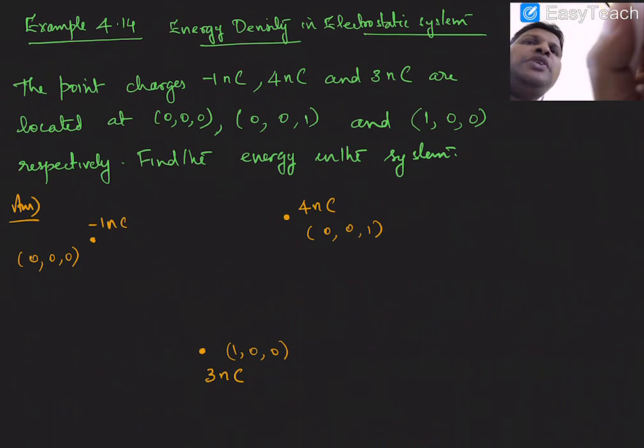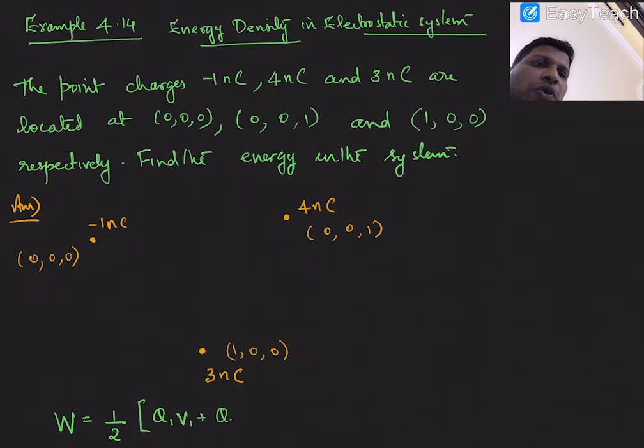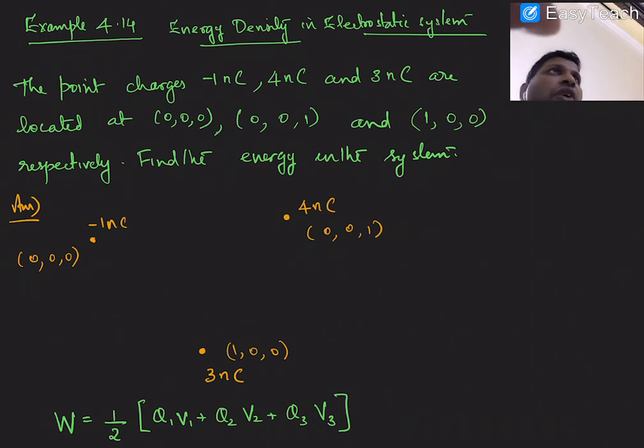Now what we want to find is the total energy density in the electrostatic system. The total energy is half of, in this case there are three charges, Q1 into V1 plus Q2 into V2 plus Q3 into V3. So first of all, we want to find what V1, V2 and V3 are.